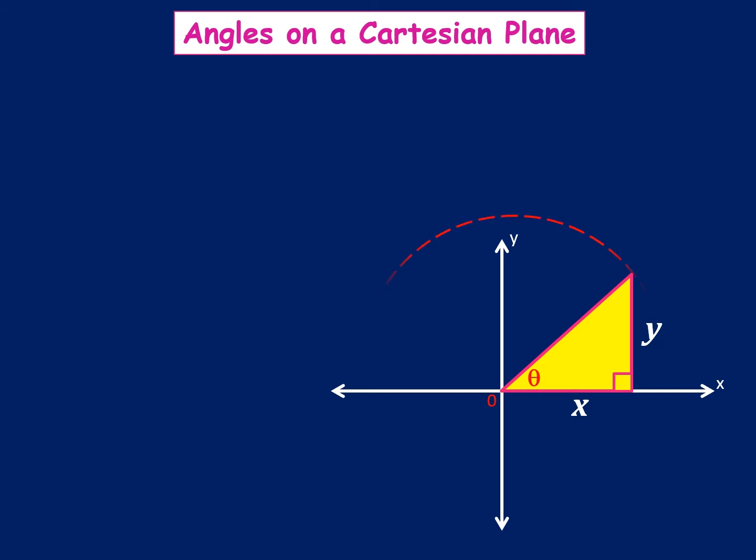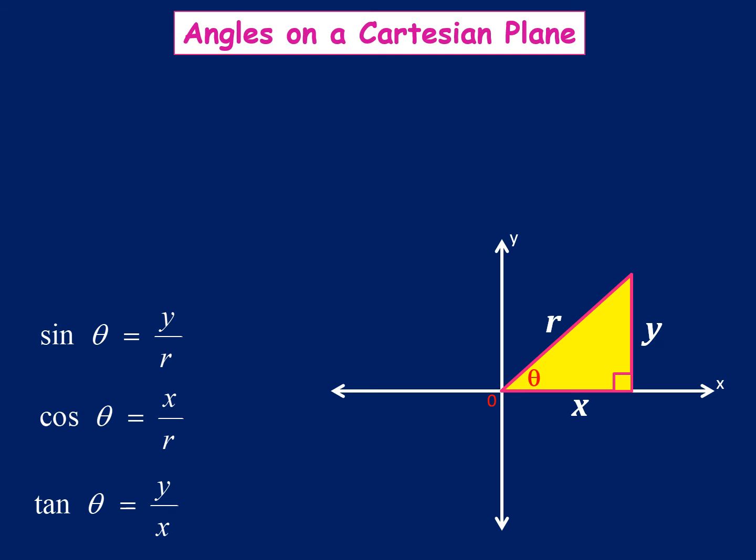But if I draw a circle around the origin with the center at the origin touching that triangle, then I have a radius, the line running from the center of the circle to the edge of the circle. So we're going to refer to the hypotenuse as r. So now we need to describe the trig functions with their new names. So sin theta will be y over r, and the definition for cos theta will be x over r, and the definition for tan theta is y over x.